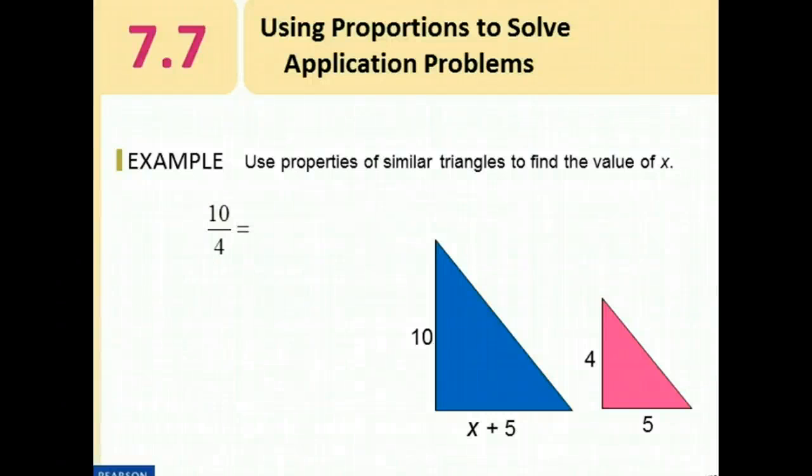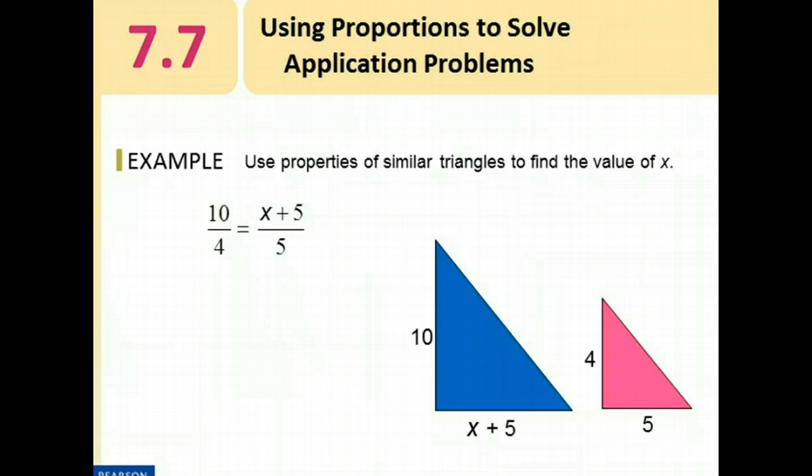Now that we have our sides labeled, we're ready to set up a proportion to solve the problem. So we can start by writing the ratio of the heights of the two triangles, which says the ratio of 10 to 4 is equal to, now on the other side we'll put the ratio of the bases, which is x plus 5 to 5. Note that the numerators on both sides are lengths of the sides of the blue triangle, and the denominators are both from the pink triangle. It's very important that both sides are set up exactly the same way. Are you ready to solve?